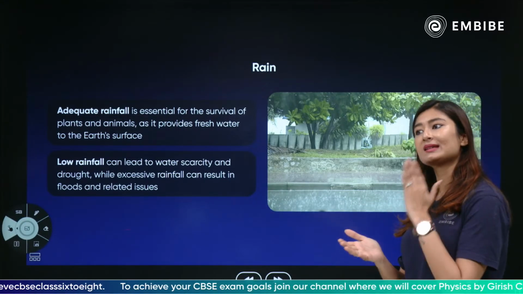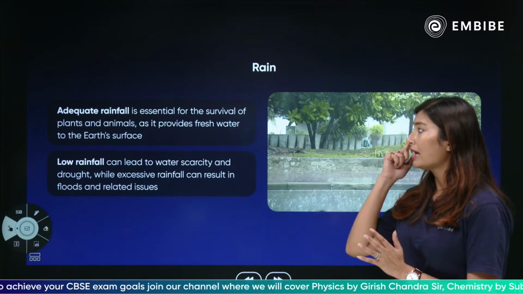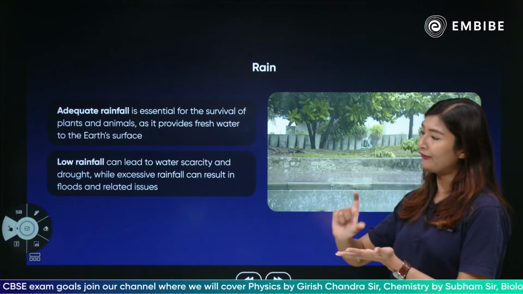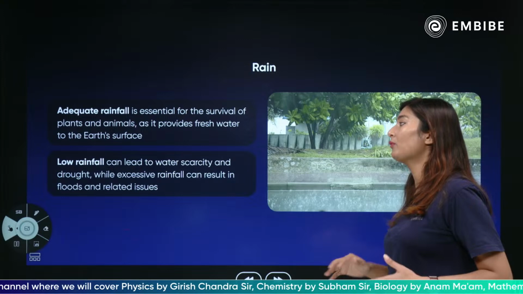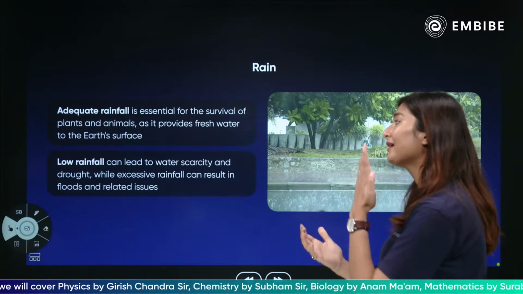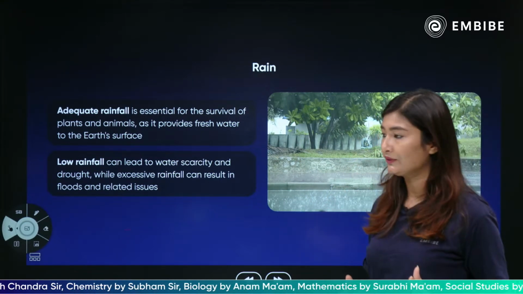If the rainfall happens exactly in that amount, or maybe a little bit here and there, a little less, a little more, that is perfect amount of rainfall. So perfect means adequate, exactly what is needed. So adequate amount is when whatever is essential for plants and animals, that requirement is met and it provides enough fresh water to the earth's surface.